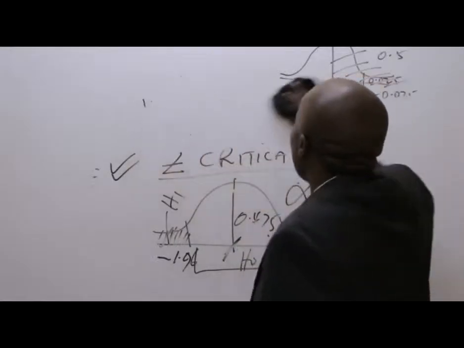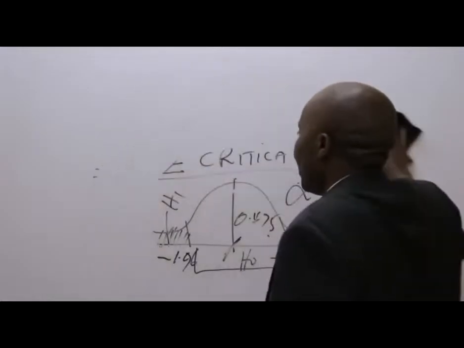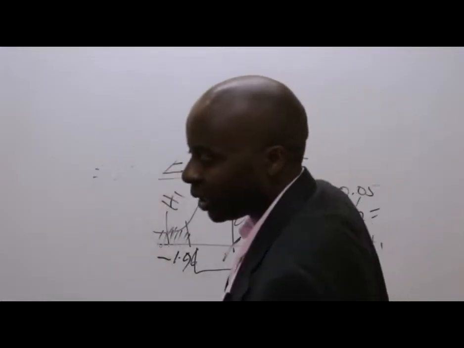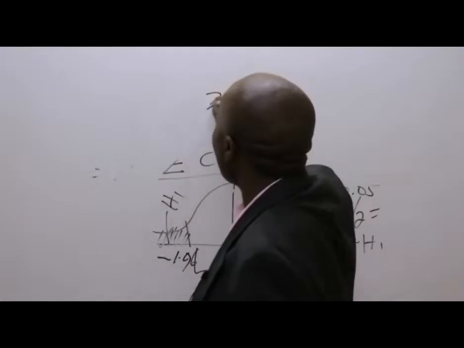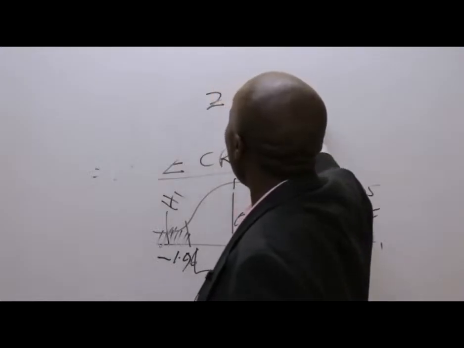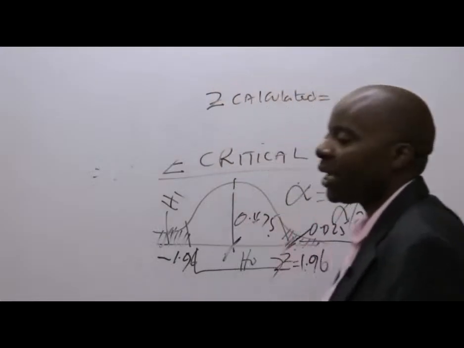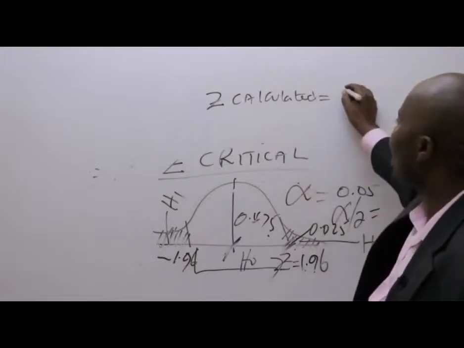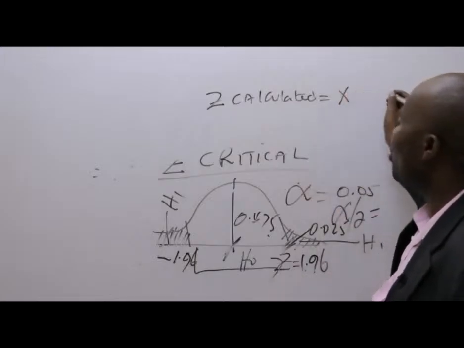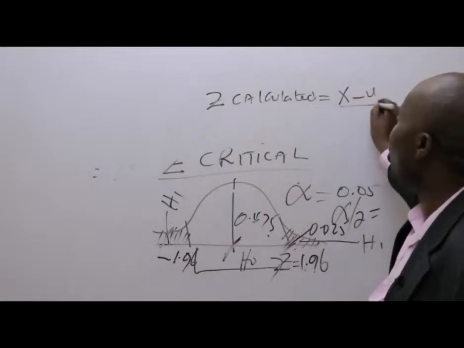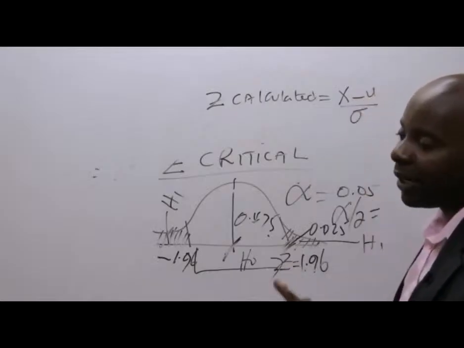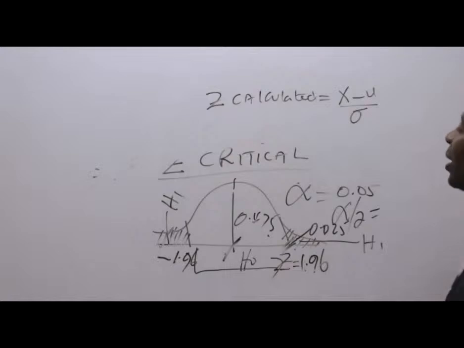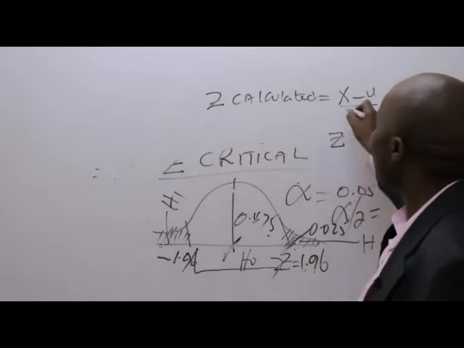So Z calculated. Go ahead and mention Z calculated. I know we are so much used to our normal Z. We normally say that our Z is X minus mu, all over the standard deviation. This time around, you're not going to make use of this. Our Z calculated, so not this one.